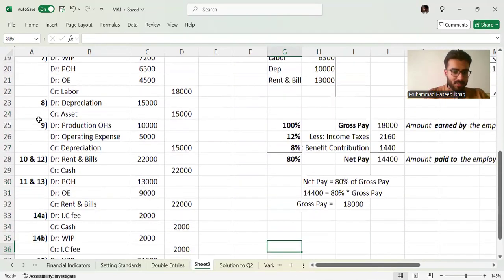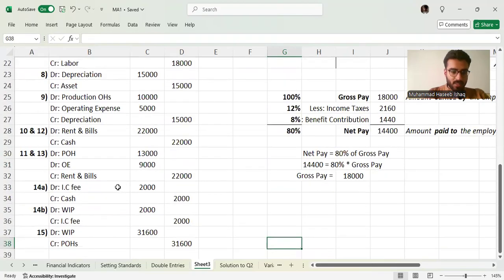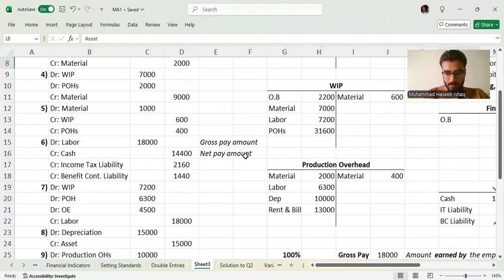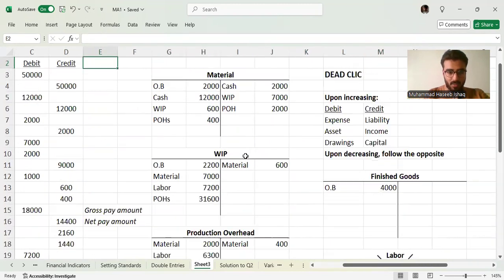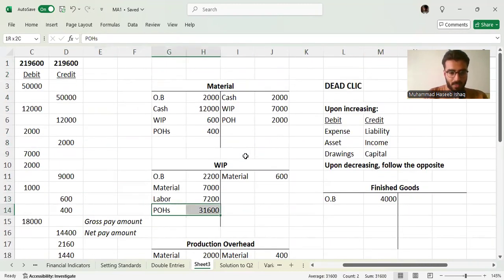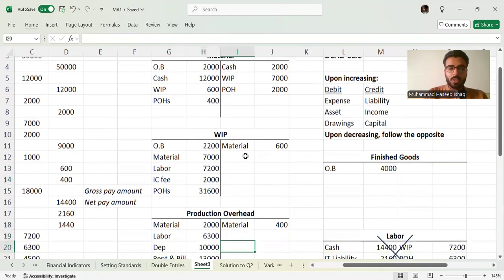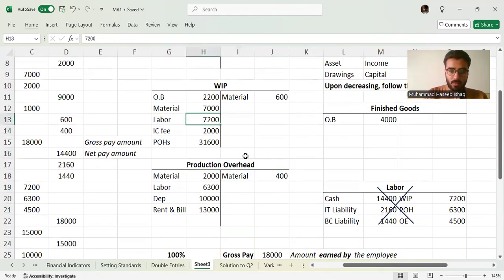Oh, I think I missed the last transaction, independent contractor fee. So I have to write this also there. Yeah, I missed it here. So independent contractor fee should also be written here. It was 2000. This was from the last class. So production overheads are also now debited to the work in progress account.